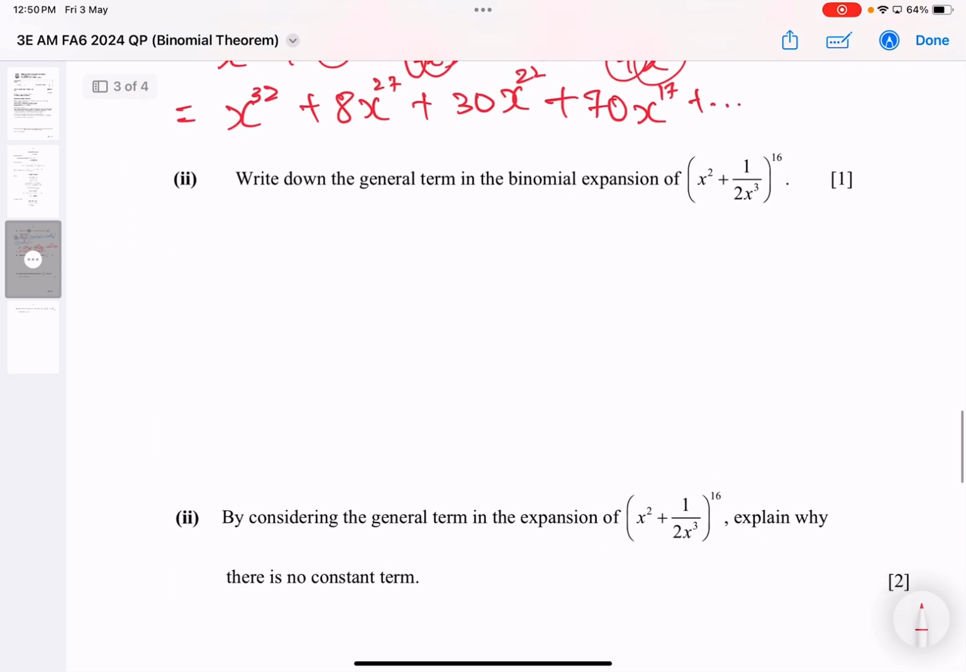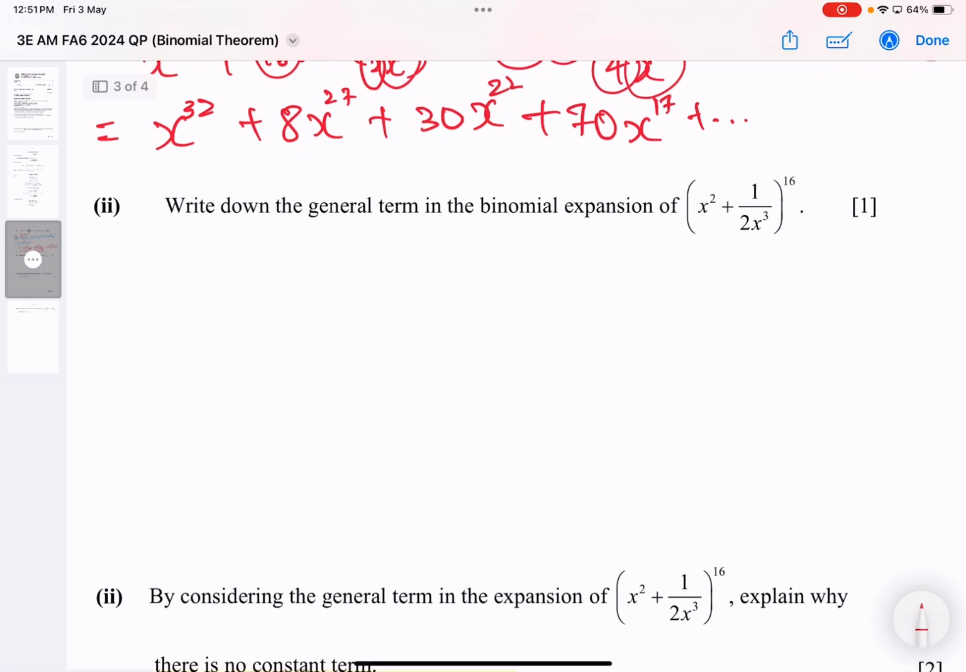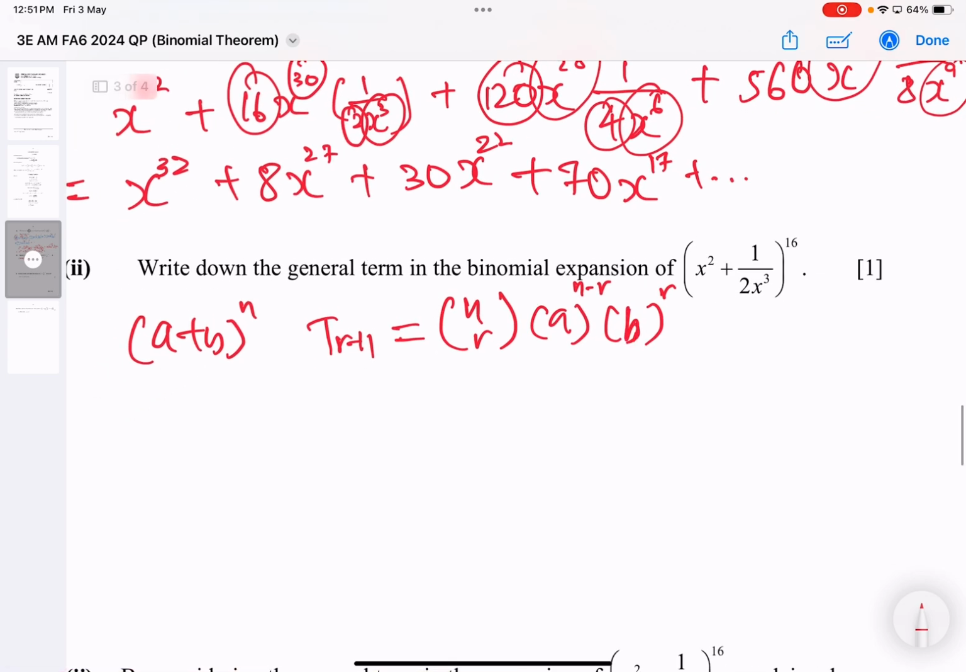Now, the next one. Part 2. Write down the general term in the binomial expansion. General term you have to memorize. Ladies and gentlemen, I repeat again, you have to memorize. There is no way out of it. The general term of the expansion of a plus b to the power of n, what is the general term? T r plus 1 is equals to n choose r, a to the power of n minus r, b to the power of r. This is the general term.